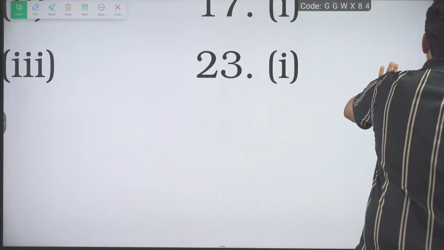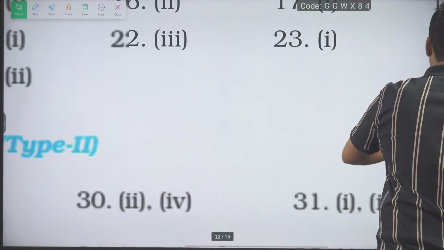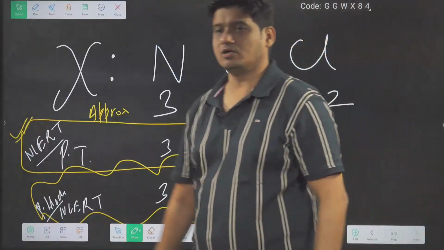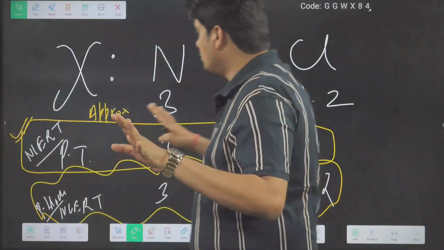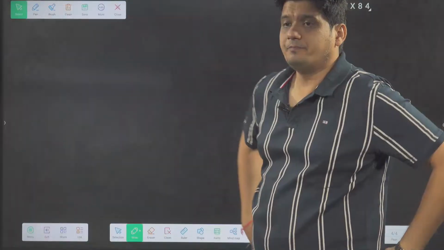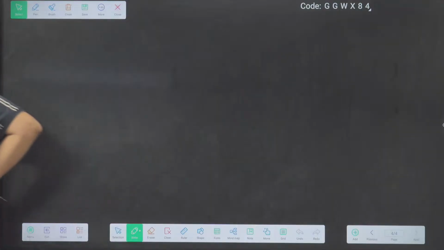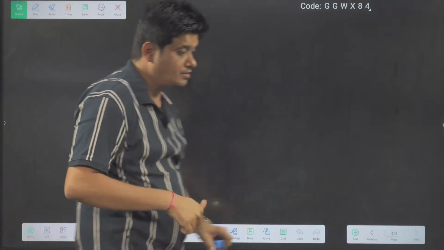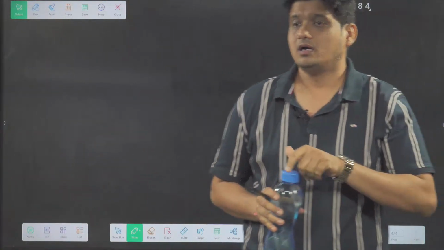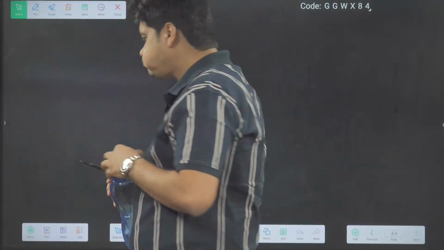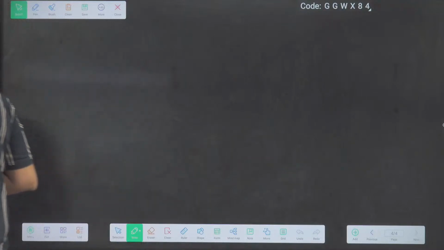Okay. So got the concept or not? Yes or no? Chalo. Very good. So you got the clarity about electronegativity. Am I right? Yes? Yes, very good. Chalo.